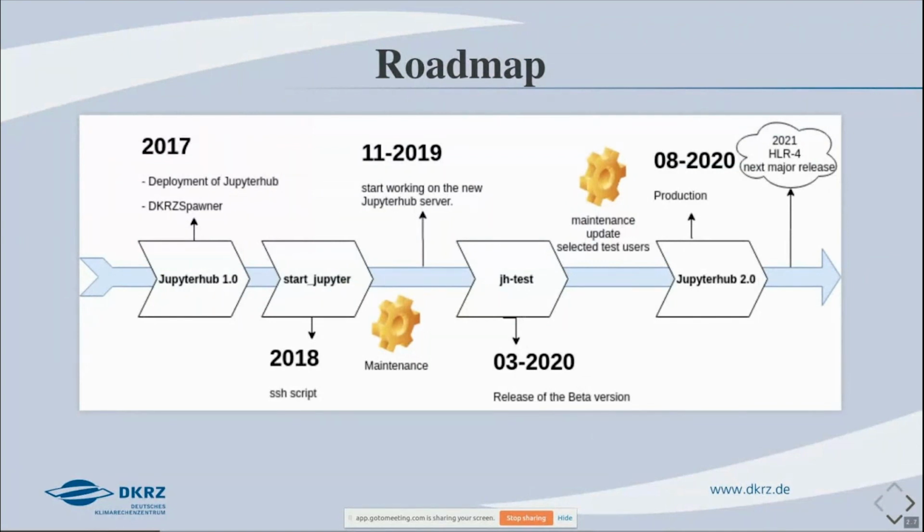Last March, we released the first beta version, and then we informed some of our users. Thank you very much for your feedback. After that, we were doing some maintenance, updating some packages, fixing some bugs. And last month, in August, we pushed it to production. In the end, you may already know that we have a new system coming, which will be the next major release for JupyterHub. So of course we had to do some refinements to adapt the current server to the new system.